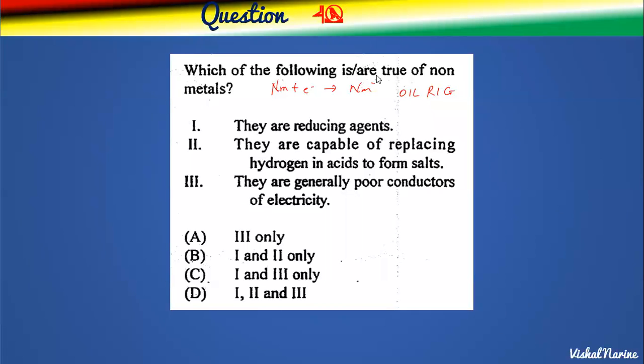So one is incorrect. And we look at the options here. If one is incorrect, we can strike B, C, and D, leaving us with A only. And if we read the second option, they're capable of replacing the hydrogen in acids to form salts. That's not true. It's actually metal ions that replace the hydrogen.